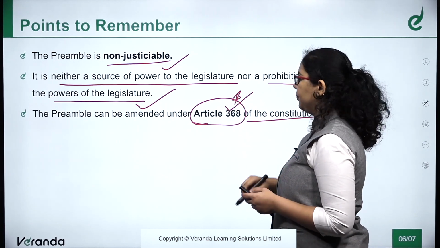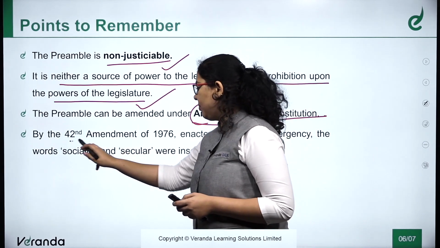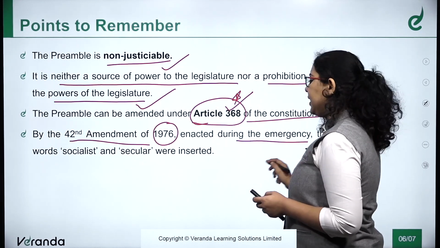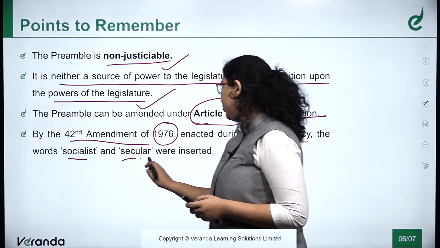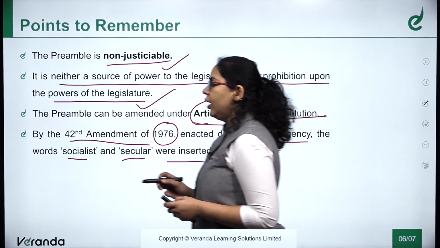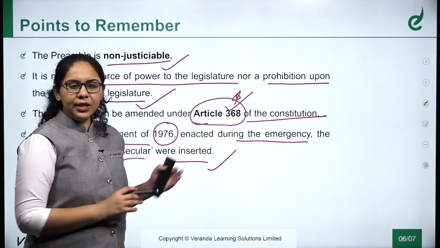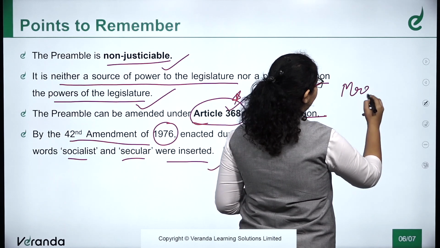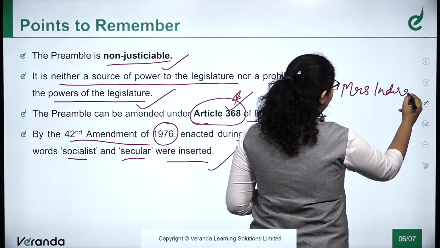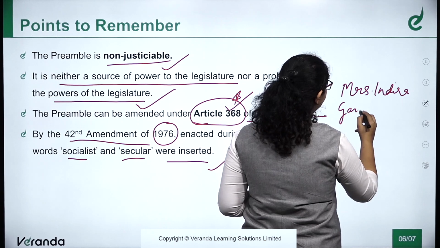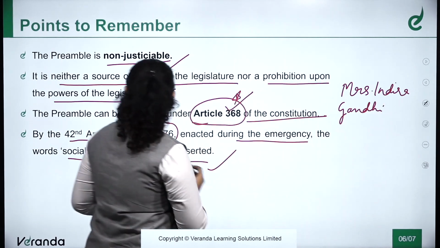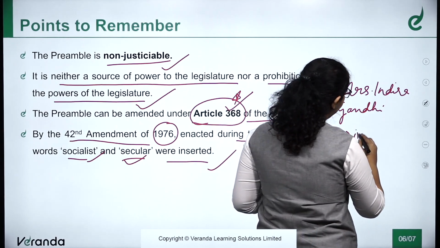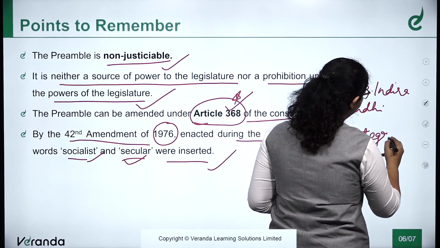Very important. Next, by the 42nd Amendment Act of 1976, which was enacted during the emergency, the words socialist and secular were added to the preamble. So, did we ever amend the preamble? Yes, once only. It was the time of Mrs. Indira Gandhi, the time of emergency, when the preamble was amended and the words socialist, secular and also integrity were added to the preamble.